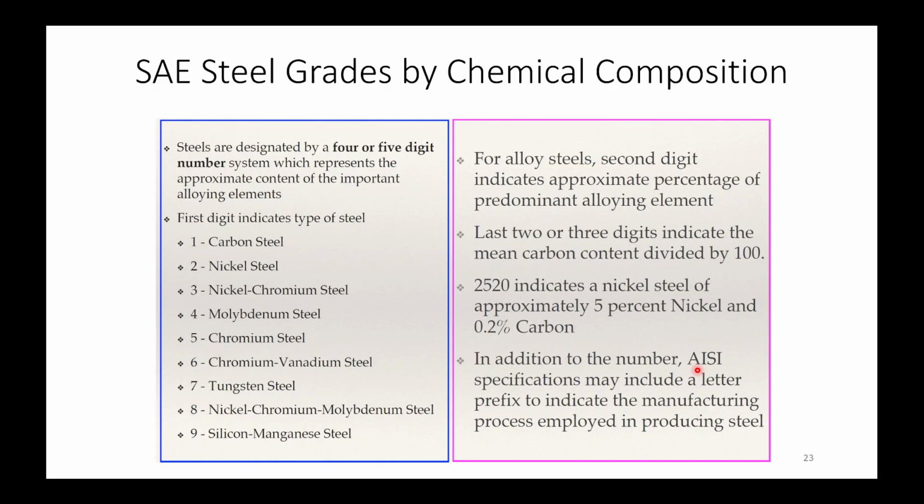In addition to the number, the AISI specification may also include a letter prefix to indicate the manufacturing process employed in producing the steel.